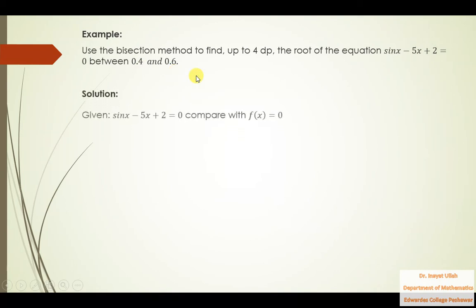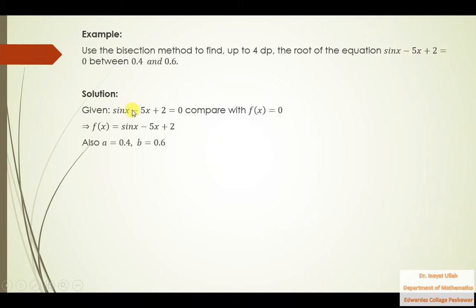So the solution: the given equation is sin x minus 5x plus 2 equal to 0. This equation is non-linear because of sin x. This is the trigonometric function involved in this equation. Comparing with f of x equal to 0, we get f of x is equal to sin x minus 5x plus 2. The first value a is 0.4 and the second value b is 0.6.